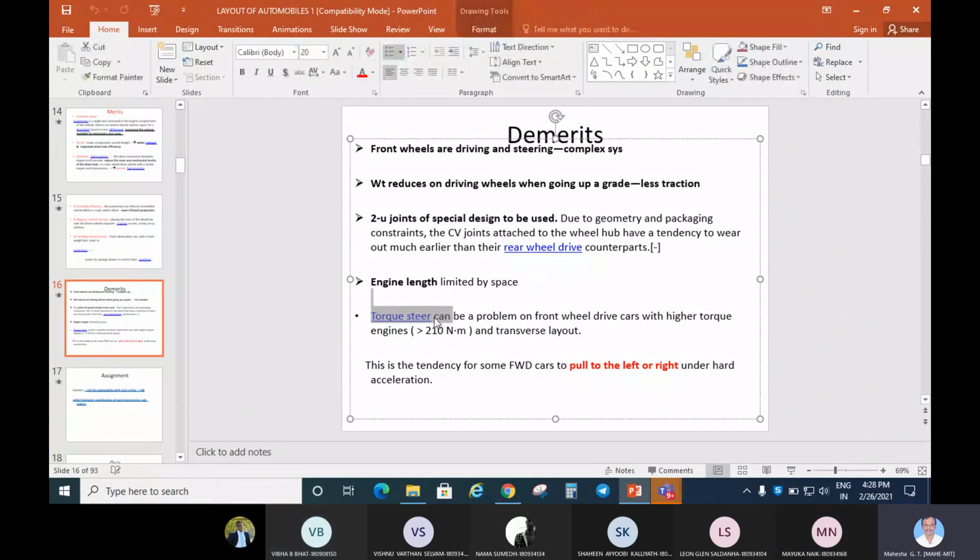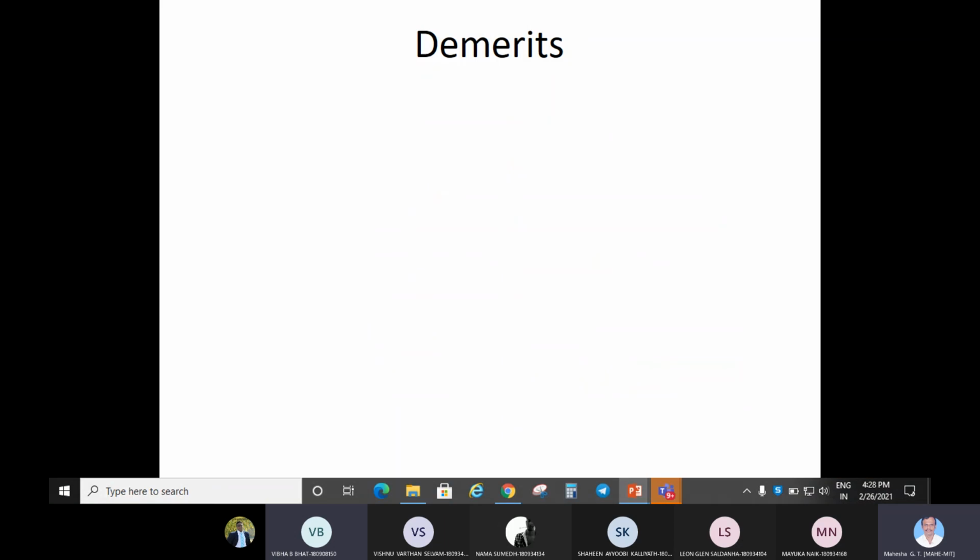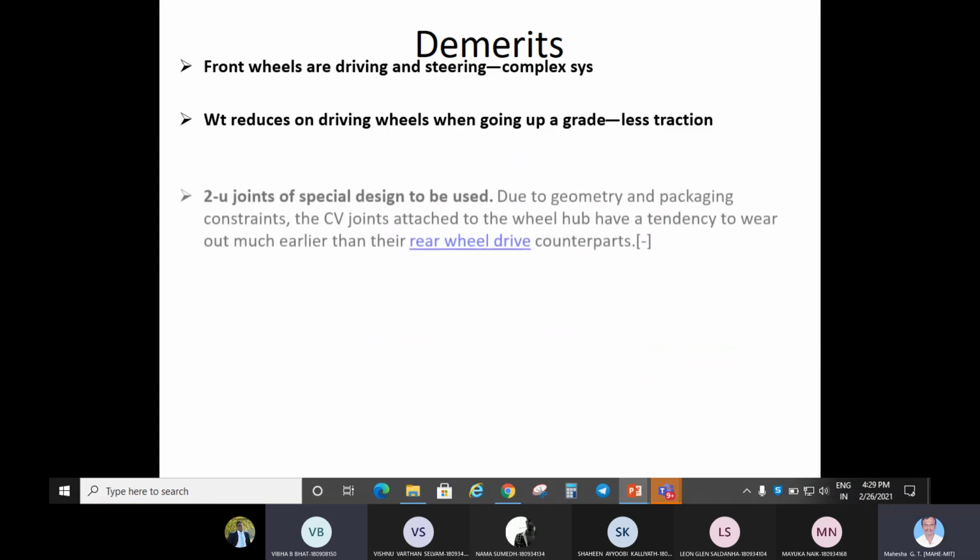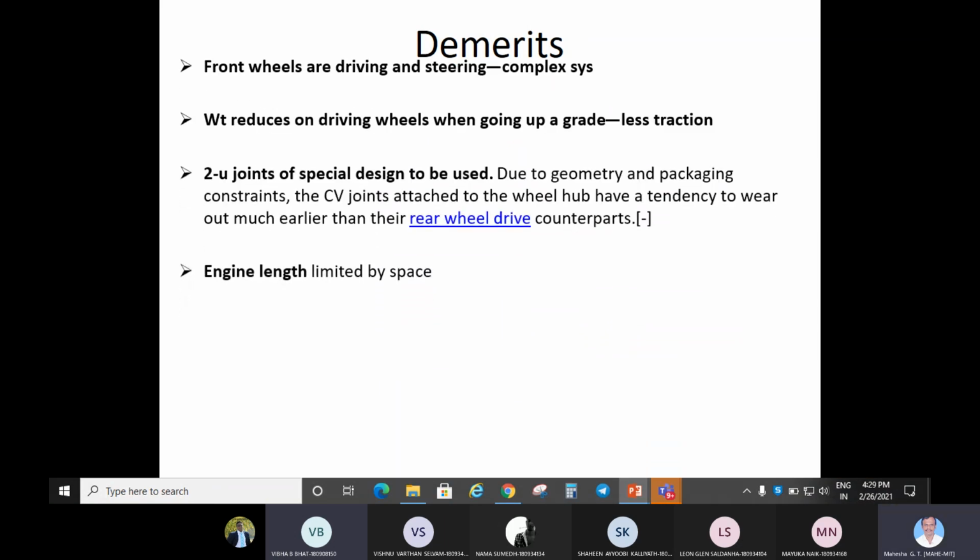One more drawback is also there. You just see this. This is also self-explanatory. Go through this. Engine length is limited by space available. I told about complexity here. So therefore, you have to go with small engines with such a type of drive normally because of the space constraint.